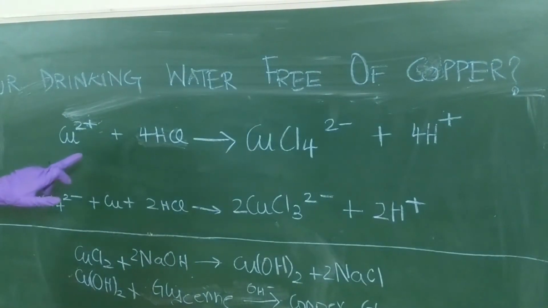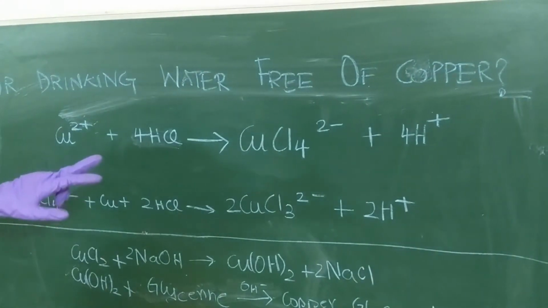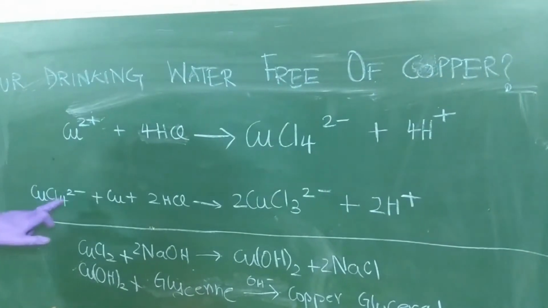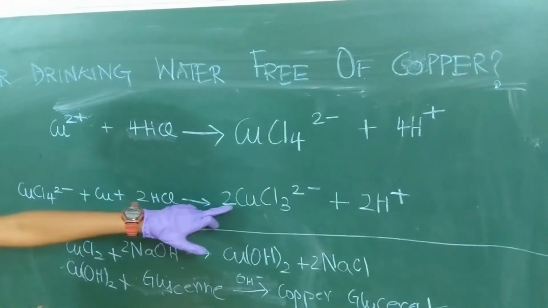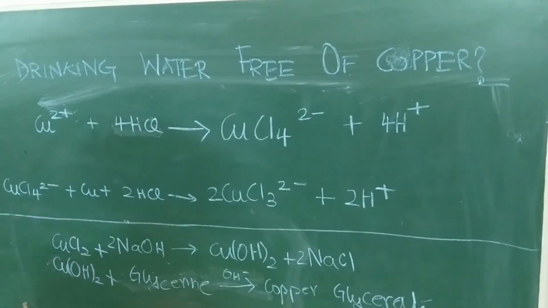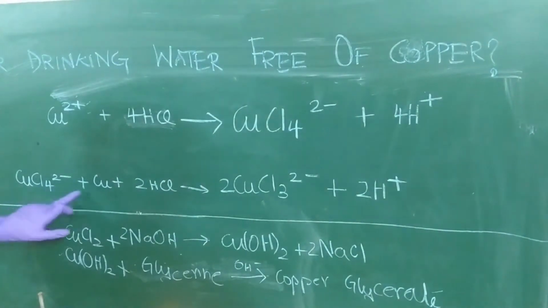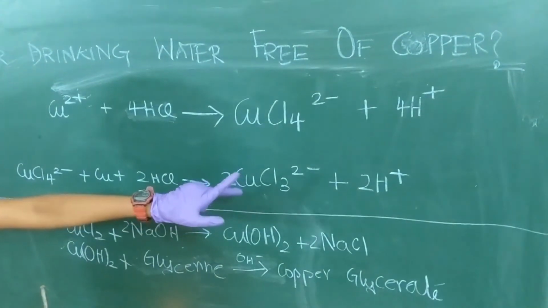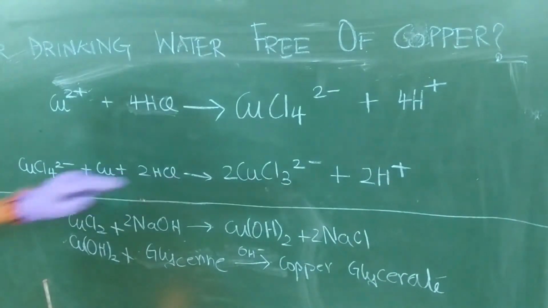Copper reacts with 4 mole equivalents of hydrochloric acid to form tetrachloridocuprate ion and 4 hydrogen ions. Then the tetrachloridocuprate ion reacts with copper metal and hydrochloric acid, forming CuCl in chloride solution. This is called a comproportionation reaction, wherein two atoms of the same element with different oxidation states react to form two ions of the same oxidation state. So this is the equation.